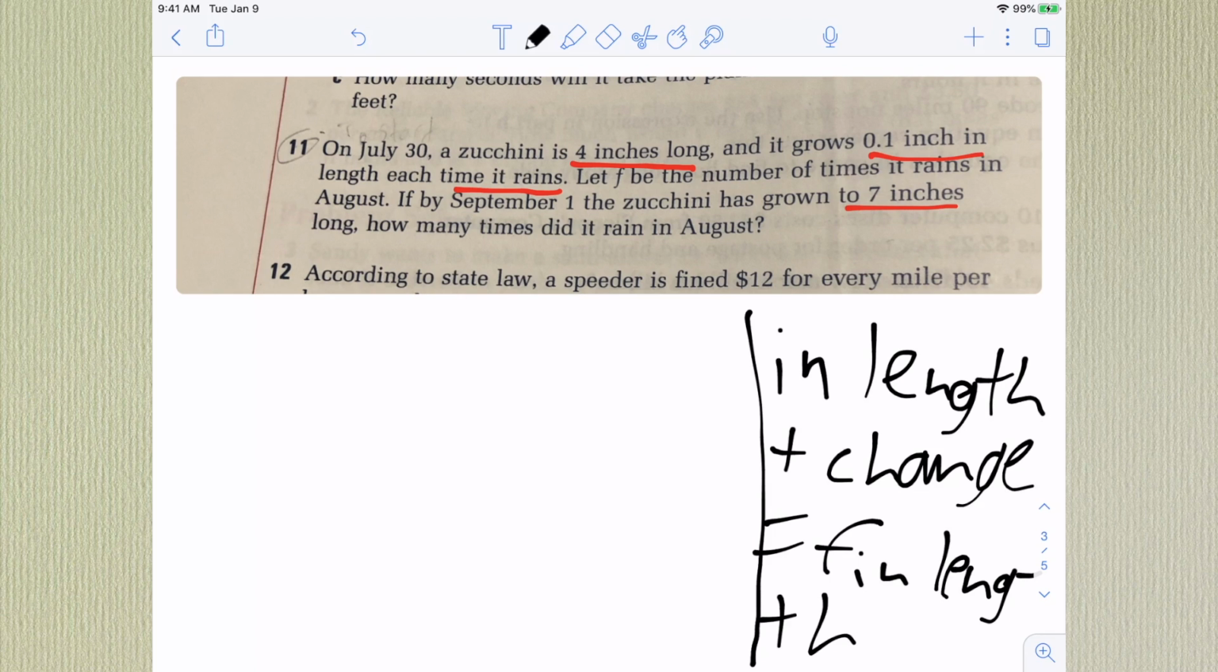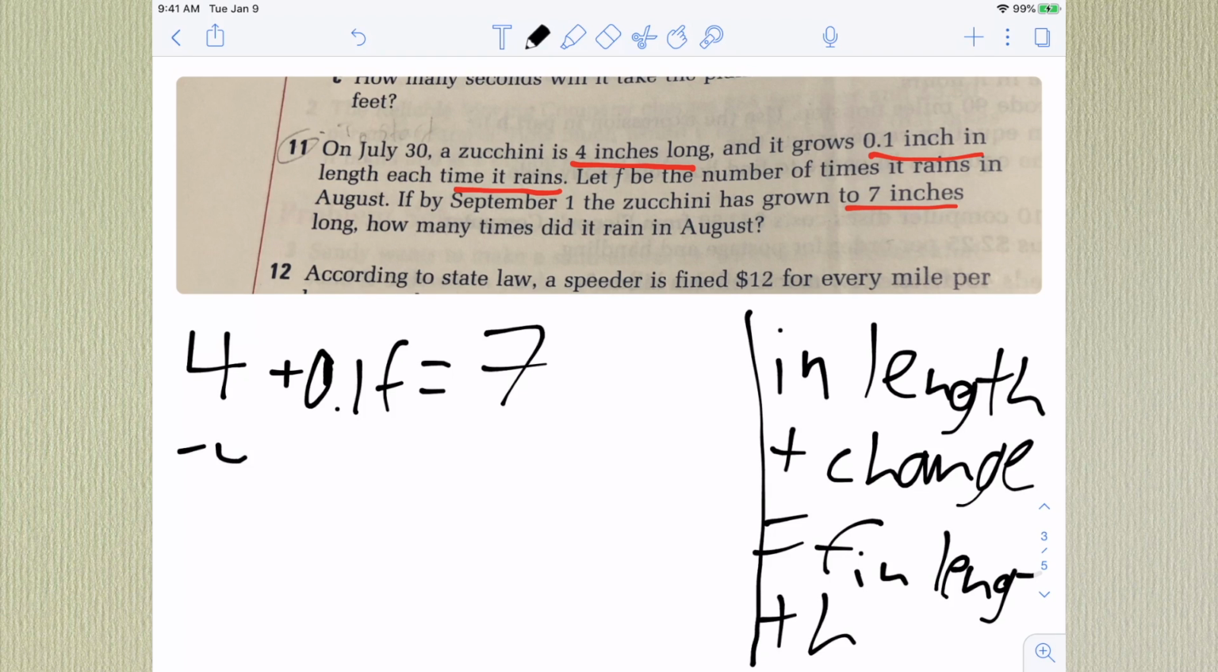Essentially, now we can just plug in the lengths. So the initial length was 4 inches. So that'll be 4 plus something equals 7. That's your final length. So our change has to be something a little bit different. Now we know each time it rains, the zucchini grows 0.1 inches, meaning our variable should actually be 0.1f, where f is every time it rains. So that's our equation, and now we can just solve it.